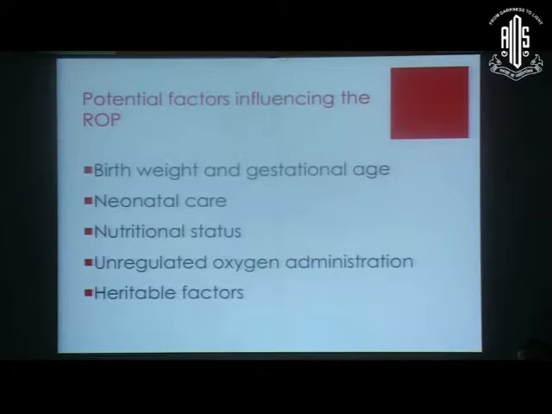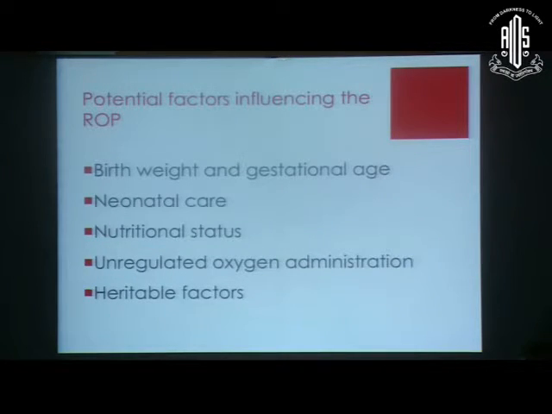So the potential factors that influence ROP: we all know birth weight and gestational age are very important. We know that less than 1500 grams the risk is higher, and above 1500 grams the risk is very low. Gestational age also is very important. Less than 30 weeks used to be the cutoff point. Now they say 32 weeks. Neonatal care, what kind of care they get, is also very important. I won't go into the details of that. That's beyond the scope of this course.